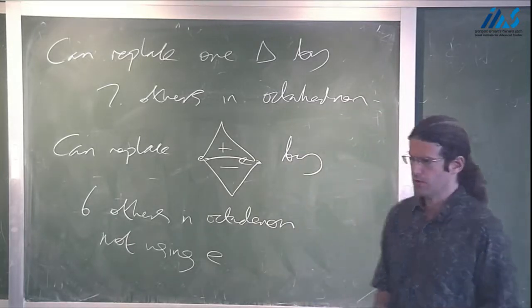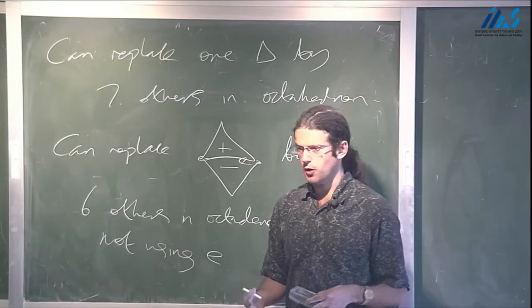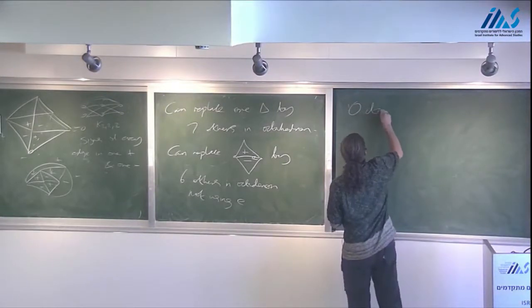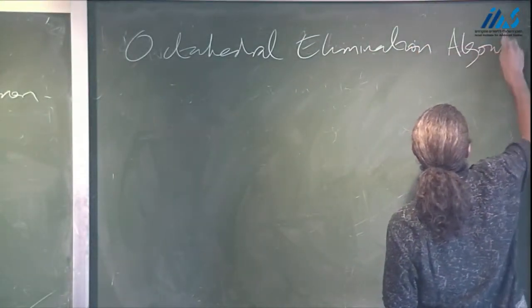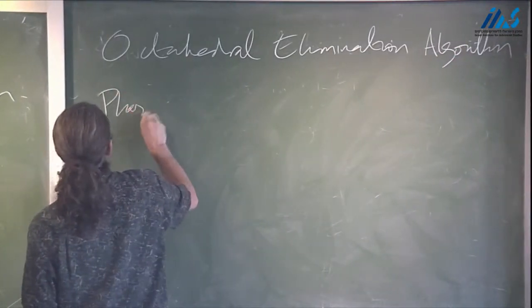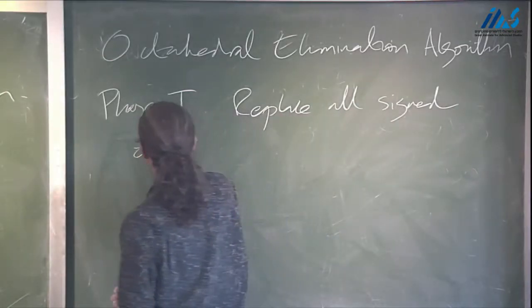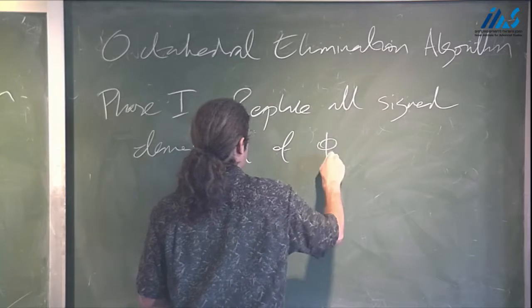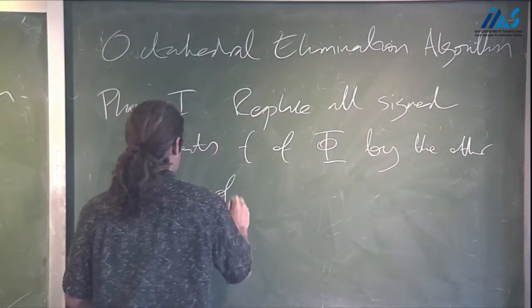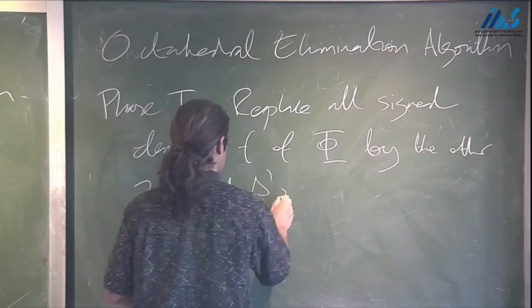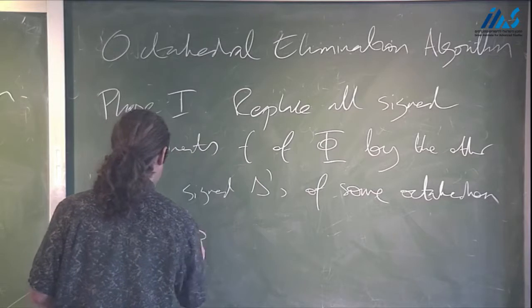So I'll have a two-phase algorithm. The first phase will be just to replace all the triangles I used before by some other triangles, such that each triangle uses at most one bad edge. So, the octahedral elimination algorithm. Phase one: replace all signed elements f of phi by the other seven signed triangles of some octahedron, say omega f, containing f.